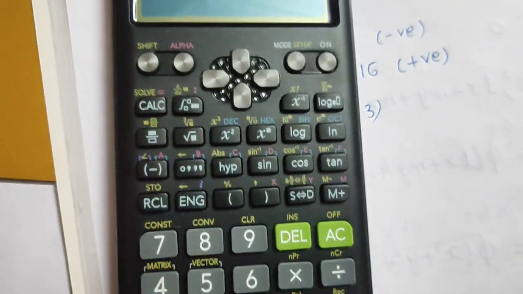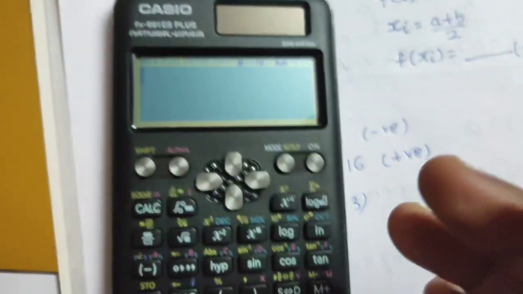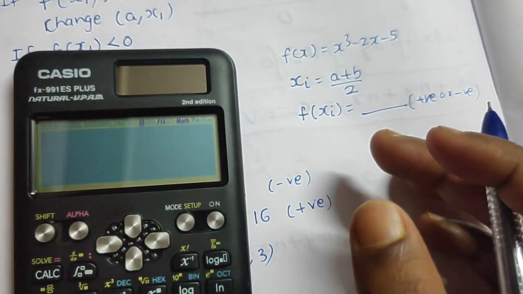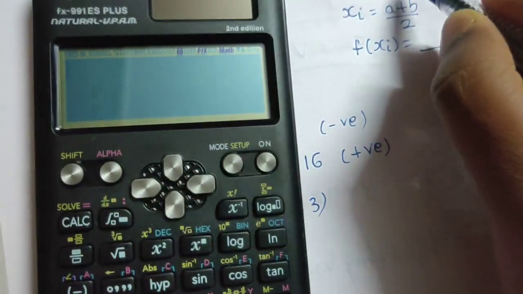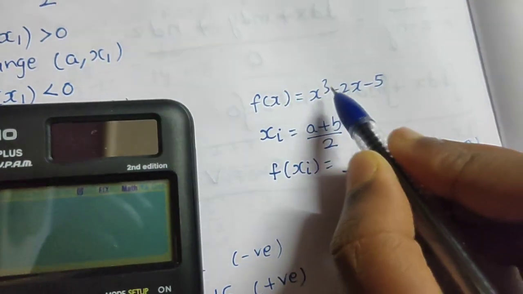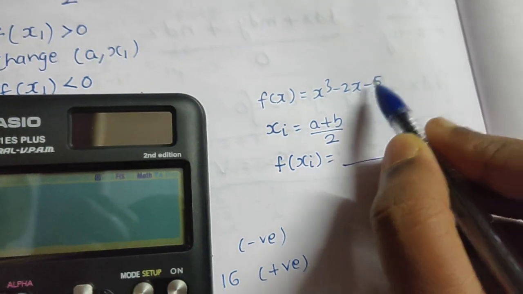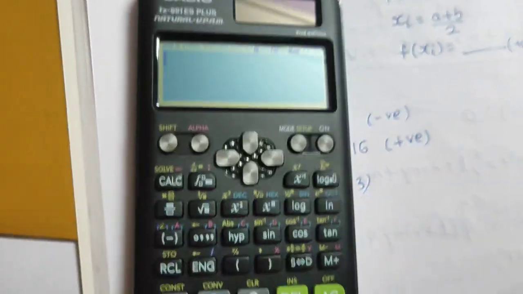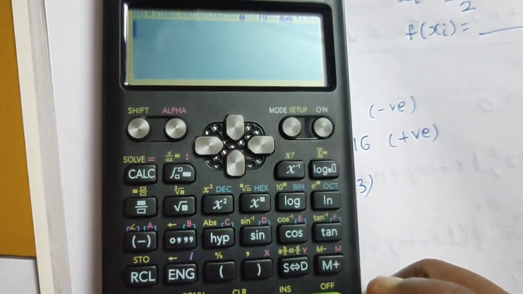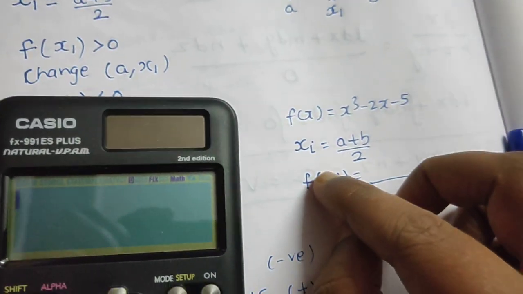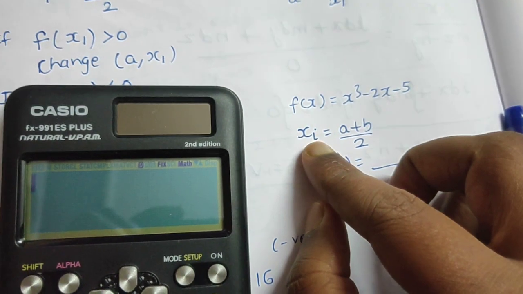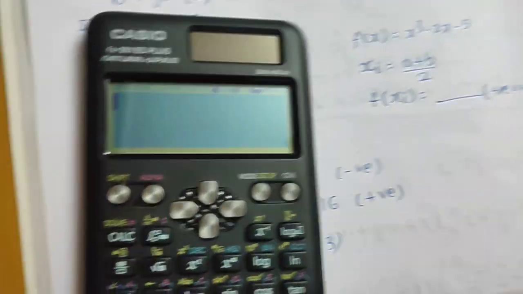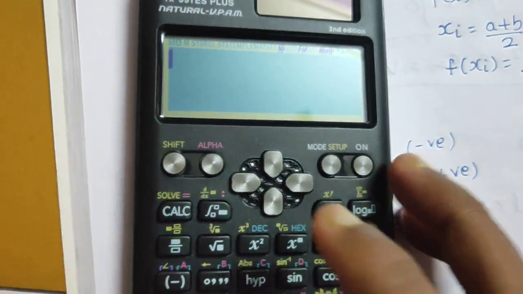next what I have to do, I have to make my function so that I don't have to type this, solve it again and again. Like if you don't want to solve 2.5 cube minus 2 into 2.5 minus 5 again and again, the function will do that for you. So how we do that, first we find this xi, that means your x value, that is a plus b by 2. So I'm changing the function nomenclature a bit.